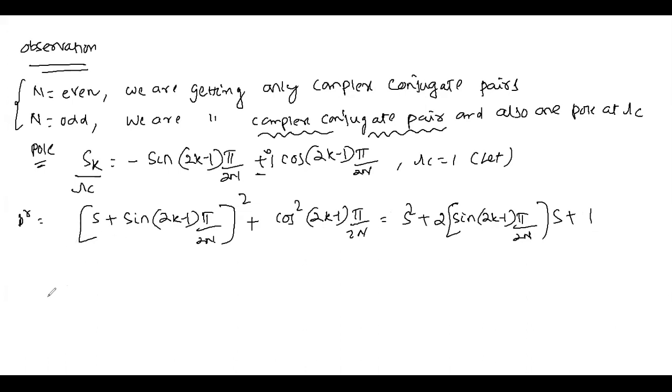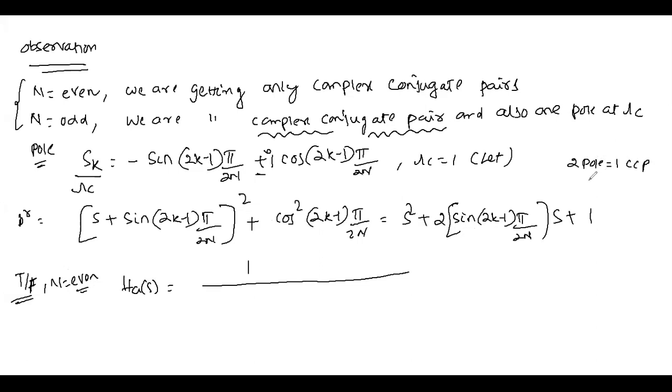Then what is our transfer function? Let n be even. For n even, how can we write the transfer function? H of s equals 1 by. Now this is a complex conjugate pair, meaning 2 poles equal 1 complex conjugate pair. Then with n poles, how many complex conjugate pairs? n by 2.